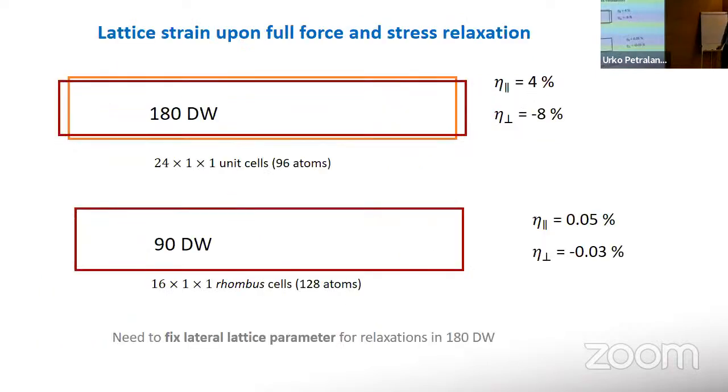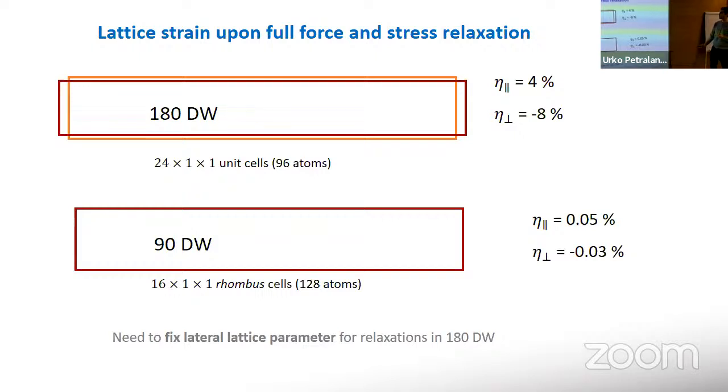So going into the technical details of our calculations, I think it's worth saying that we did some convergence tests first to see what size of domain walls we needed and so on. And when we took 90-degree domain walls, that was very smooth. There was no strain appearing upon relaxation, and we could just see that the domain wall doesn't really disrupt the structure too much.